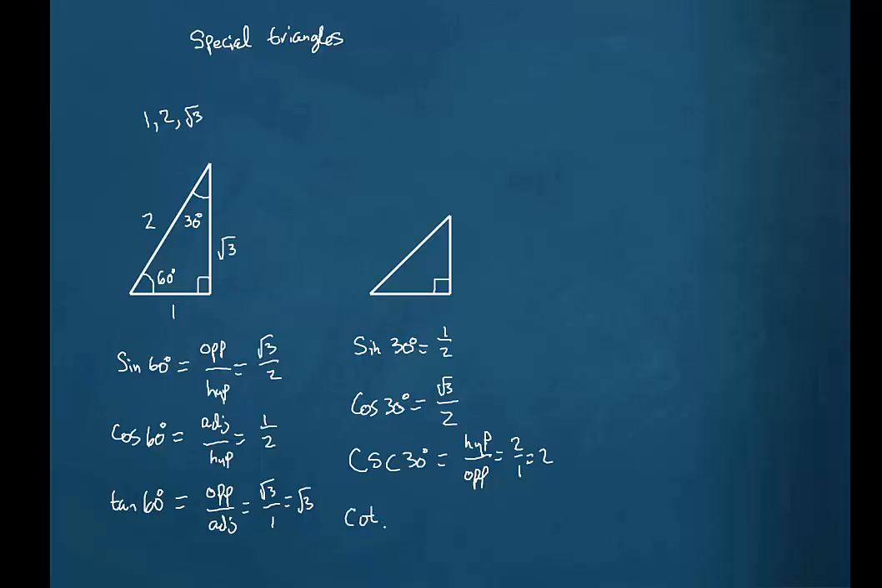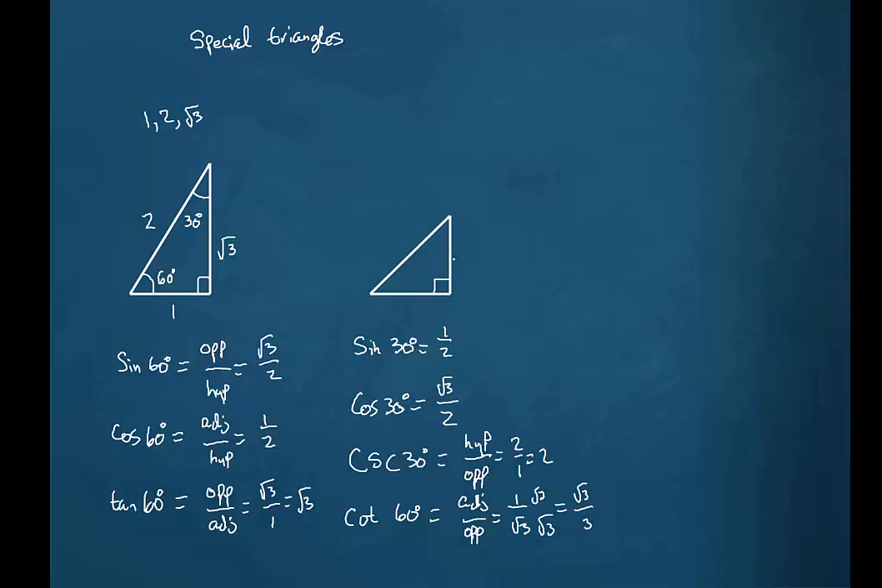The cotangent of 60 degrees. Well, let's see. The cotangent is the adjacent over the opposite. So that would be 1 over the square root of 3. And typically, we would go ahead and rationalize that denominator. So we would wind up with the square root of 3 over 3.